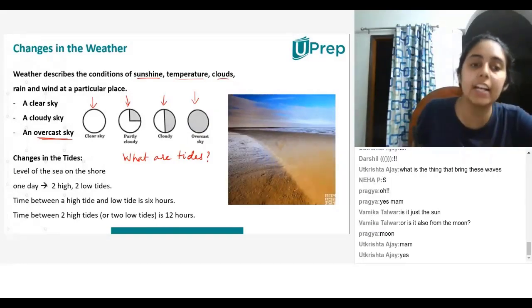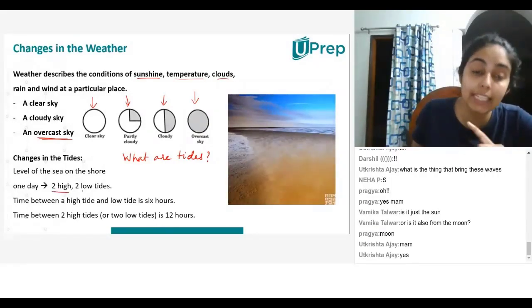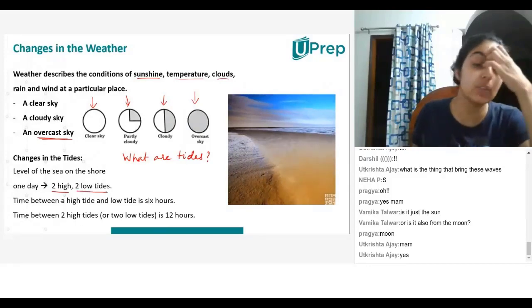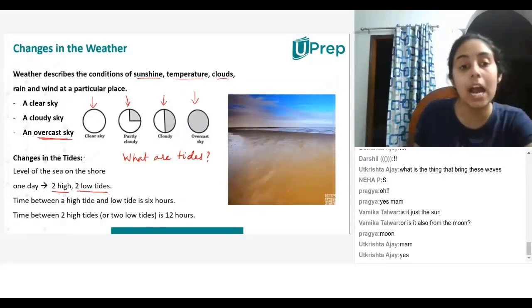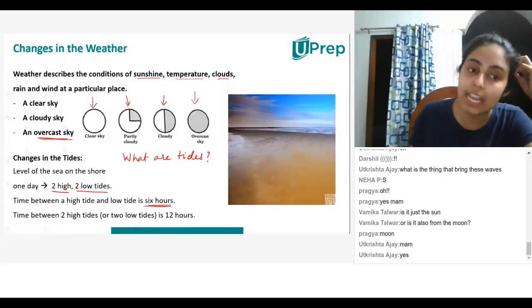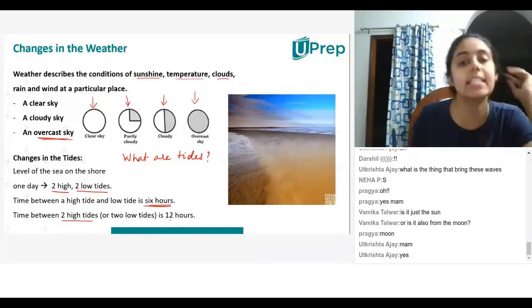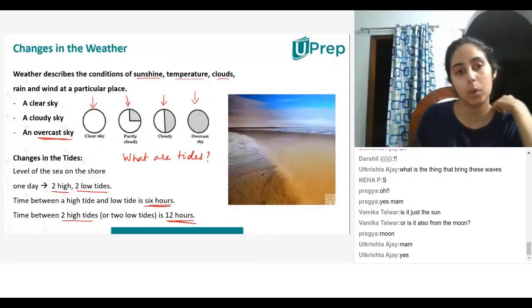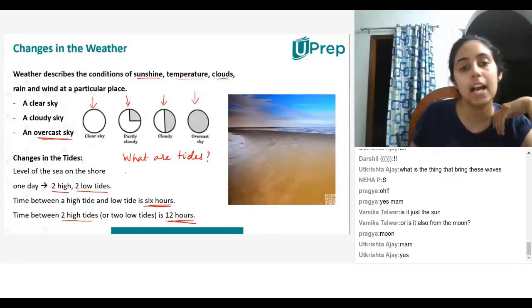On one day there are two high tides and there are two low tides. Okay, so in one day there are two high tides and two low tides. Time between a high tide and a low tide is 6 hours. Time between two high tides is 12 hours.